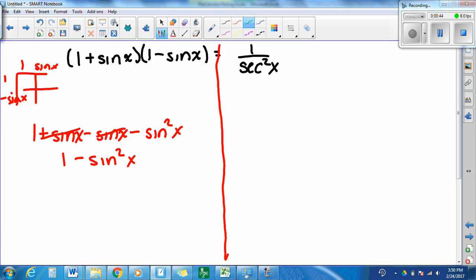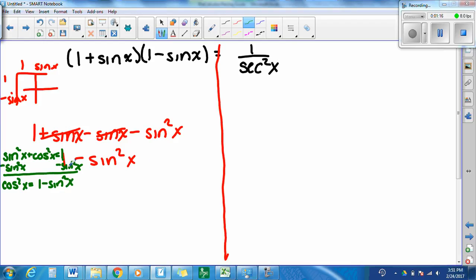I'm going to change to a different color and write off to the side. If you'll remember, sine squared x plus cosine squared x equals 1. And I notice that I have 1 minus sine squared x, and I can get 1 minus sine squared x here if I subtract sine squared from both sides. So this gives me that cosine squared x is 1 minus sine squared x. And that is a perfectly valid trig identity.